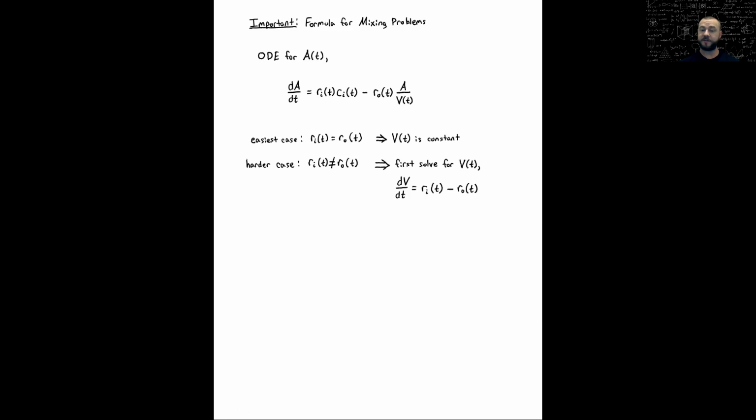All right, and you can see above, if those rates are equal, the derivative would equal 0. If a derivative is 0, that means the quantity is constant. So this is all consistent. Again, this is the harder case, if the inflow rate and outflow rate are different.